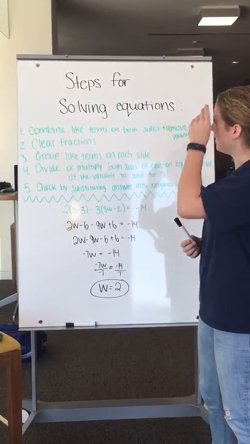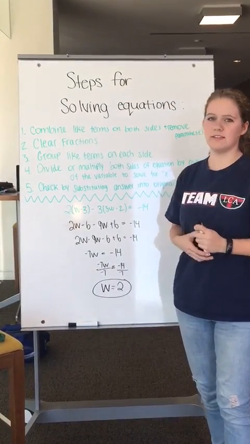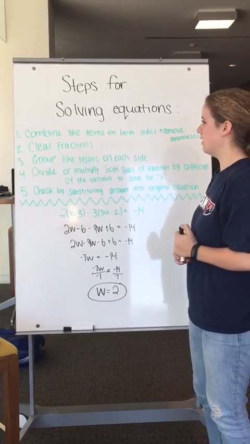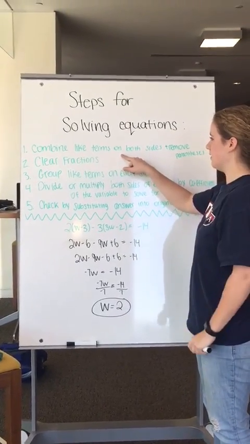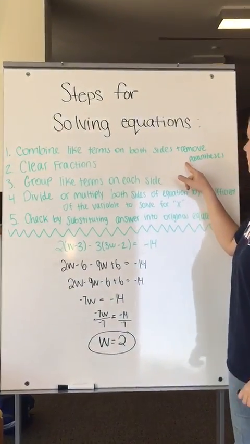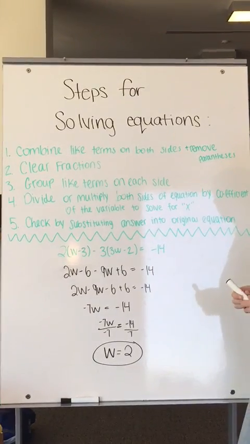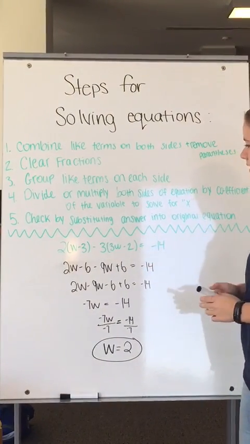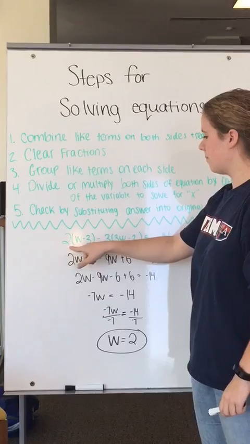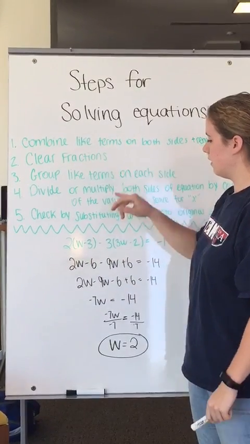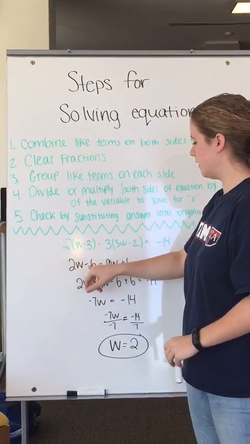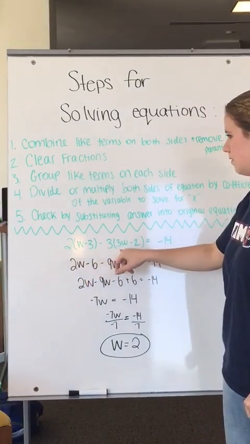Okay, today we're going to be learning about solving equations and the steps we did in order to solve an equation. So we're going to look at the first step here, and it says combine like terms on both sides and remove parentheses. So in order to do that, we're going to look at our equation, which is right here. And we're going to multiply our 2 times the w to get the -6. And then we're going to keep going down the equation.